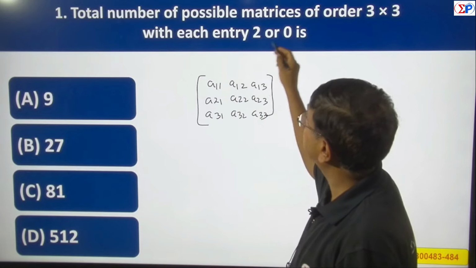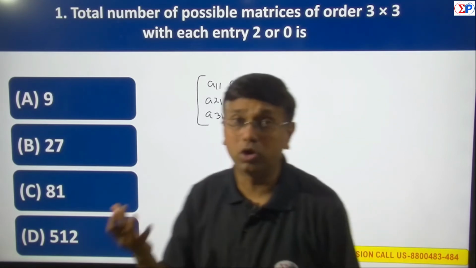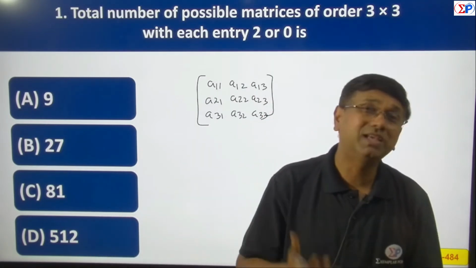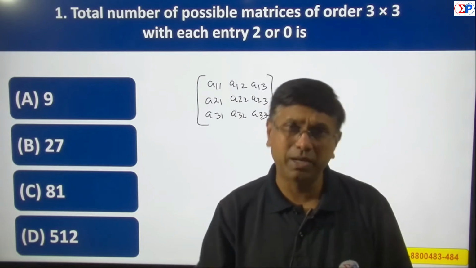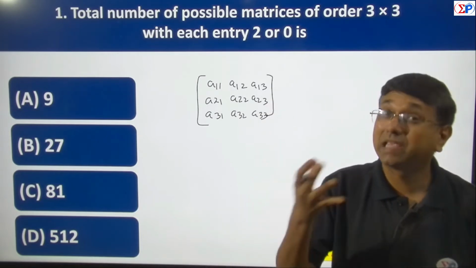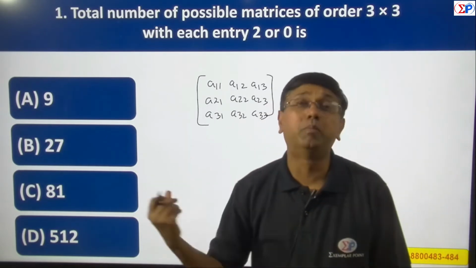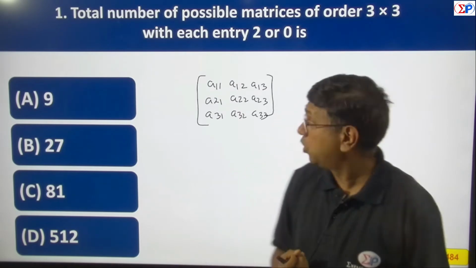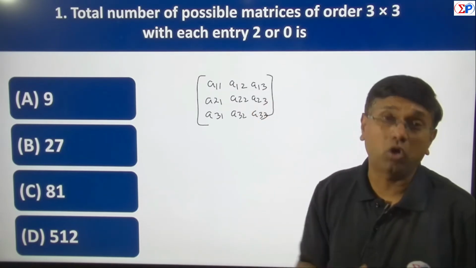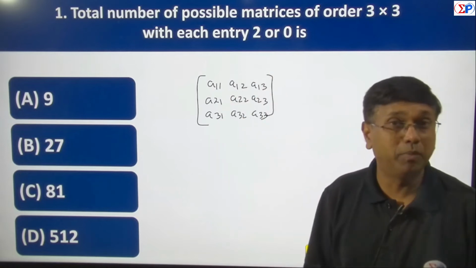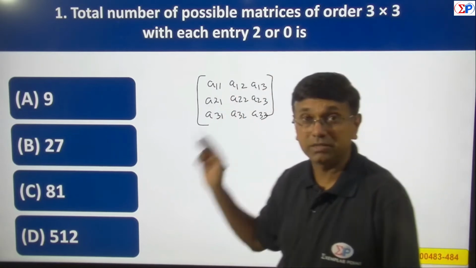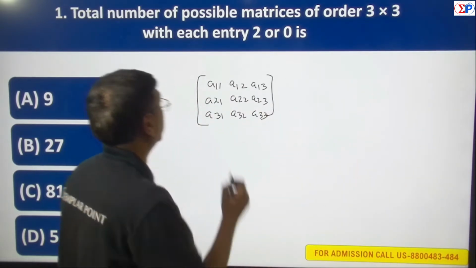So now the question says each entry is 2 or 0, right? So nothing is written, so that means the elements can be repeated, right? So it's a case of a permutation, right? So in case the entries are not repeated, we will not be able to do this, क्योंकि यहाँ तो 9 elements है. So इस question का answer क्या होगा?